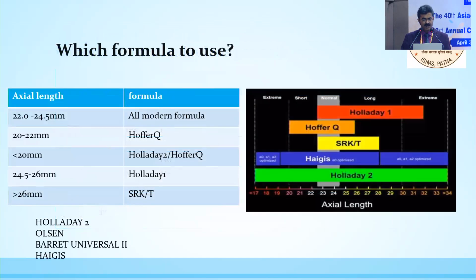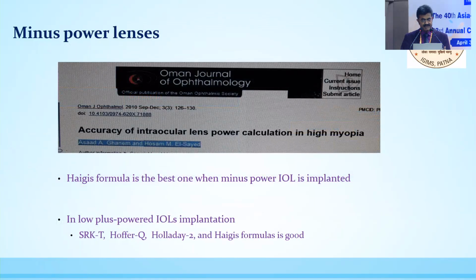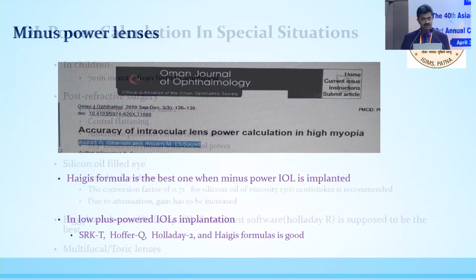So which formula to use? In all ranges, you can use Holladay 2, Olsen, Barrett, Universal 2, Haigis, but for 22 to 24.5, you have all modern formulas. For shorter axial length eyes, you require Hoffer Q. For larger, you require Holladay. But Holladay 2, Olsen, Barrett Universal 2, and Haigis can be used in all segments. For minus power lenses, Haigis is the best. In low powered plus lenses, SRK/T, Hoffer Q, Holladay 2, and Haigis are good.